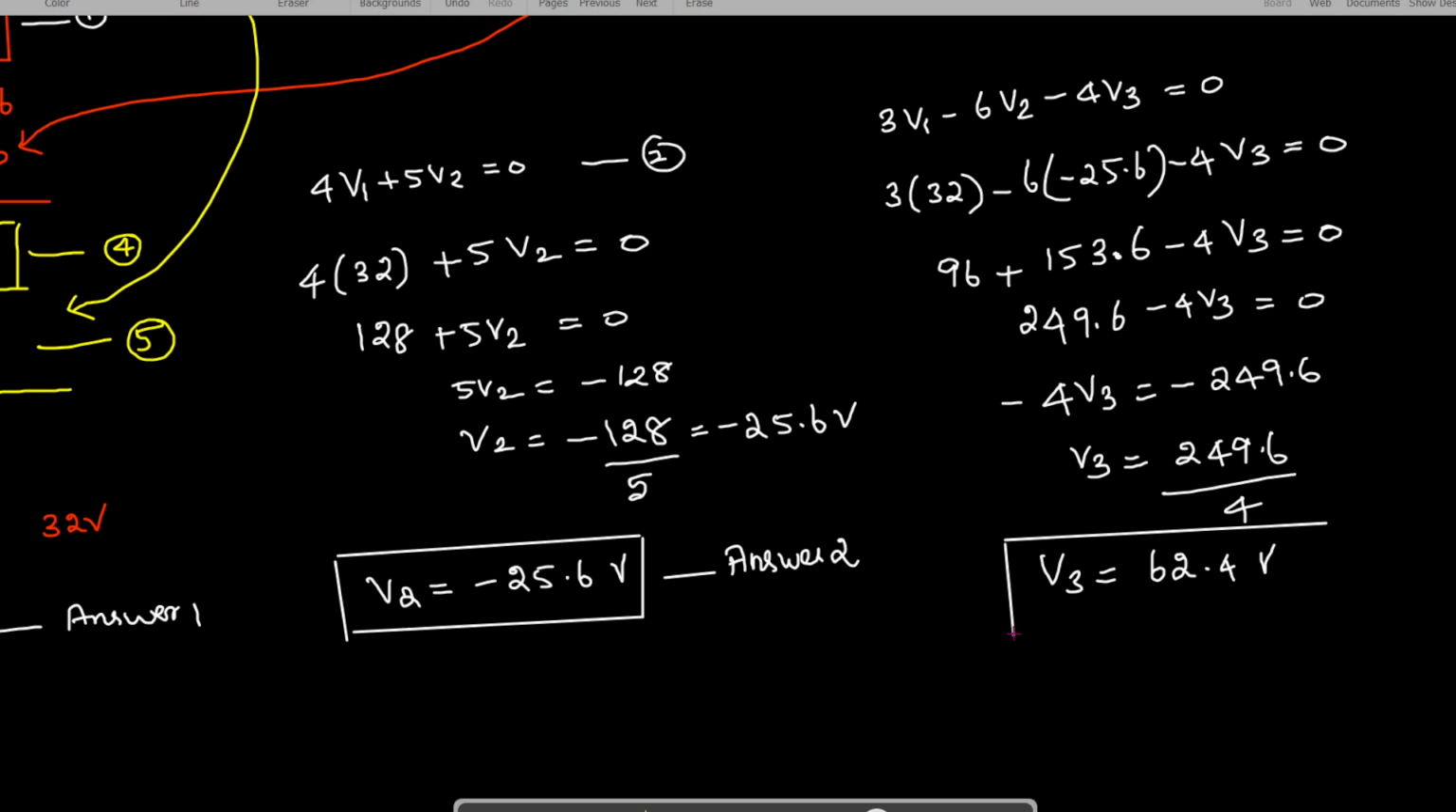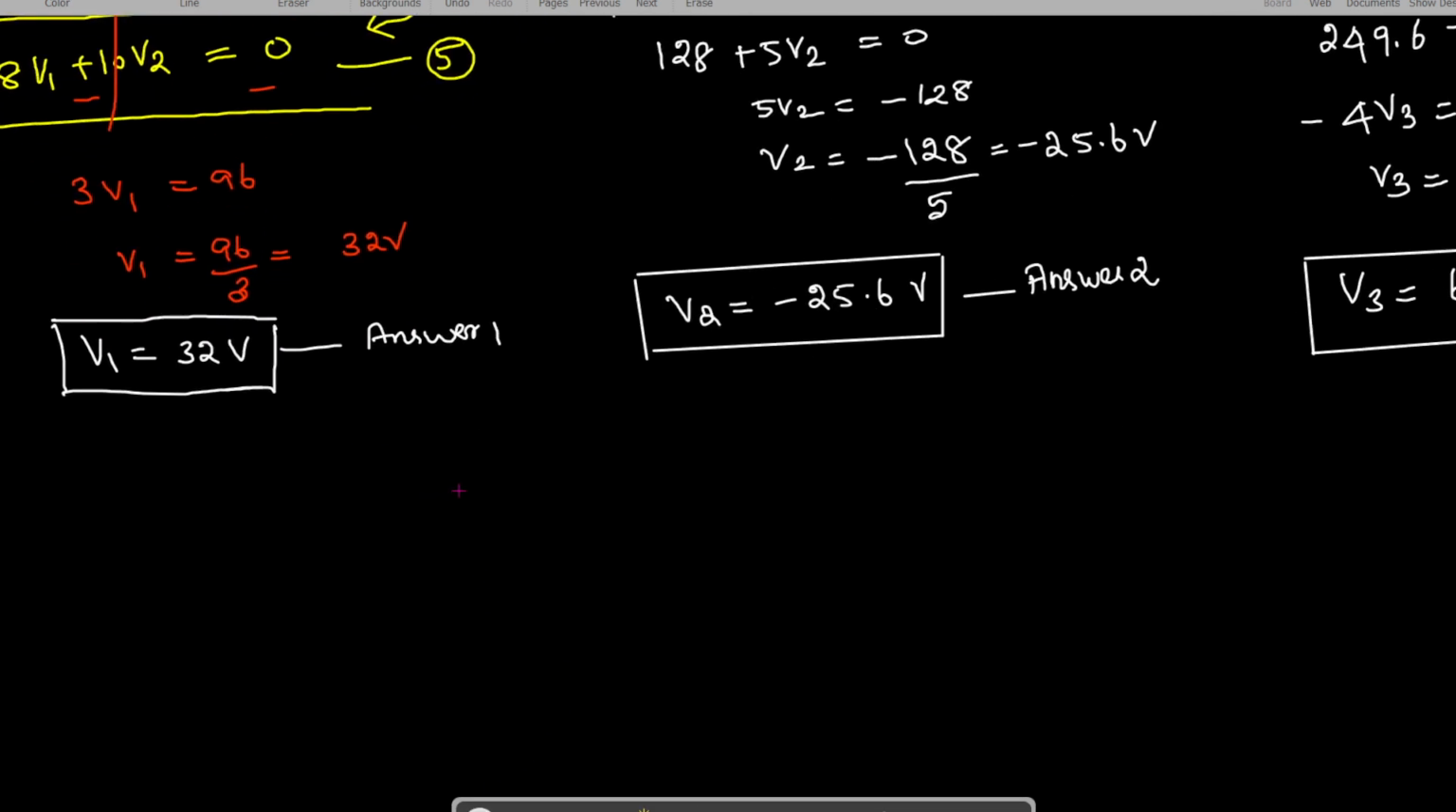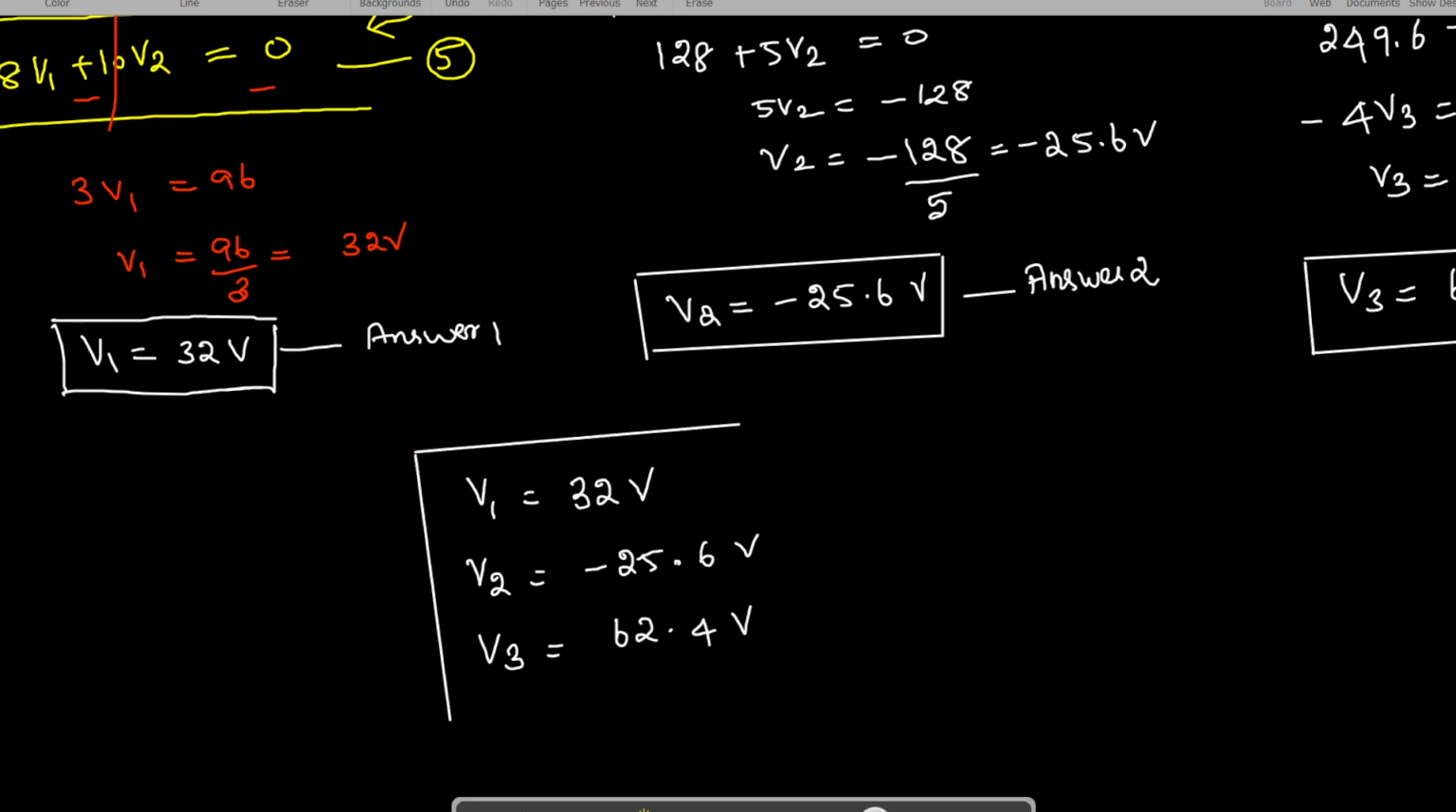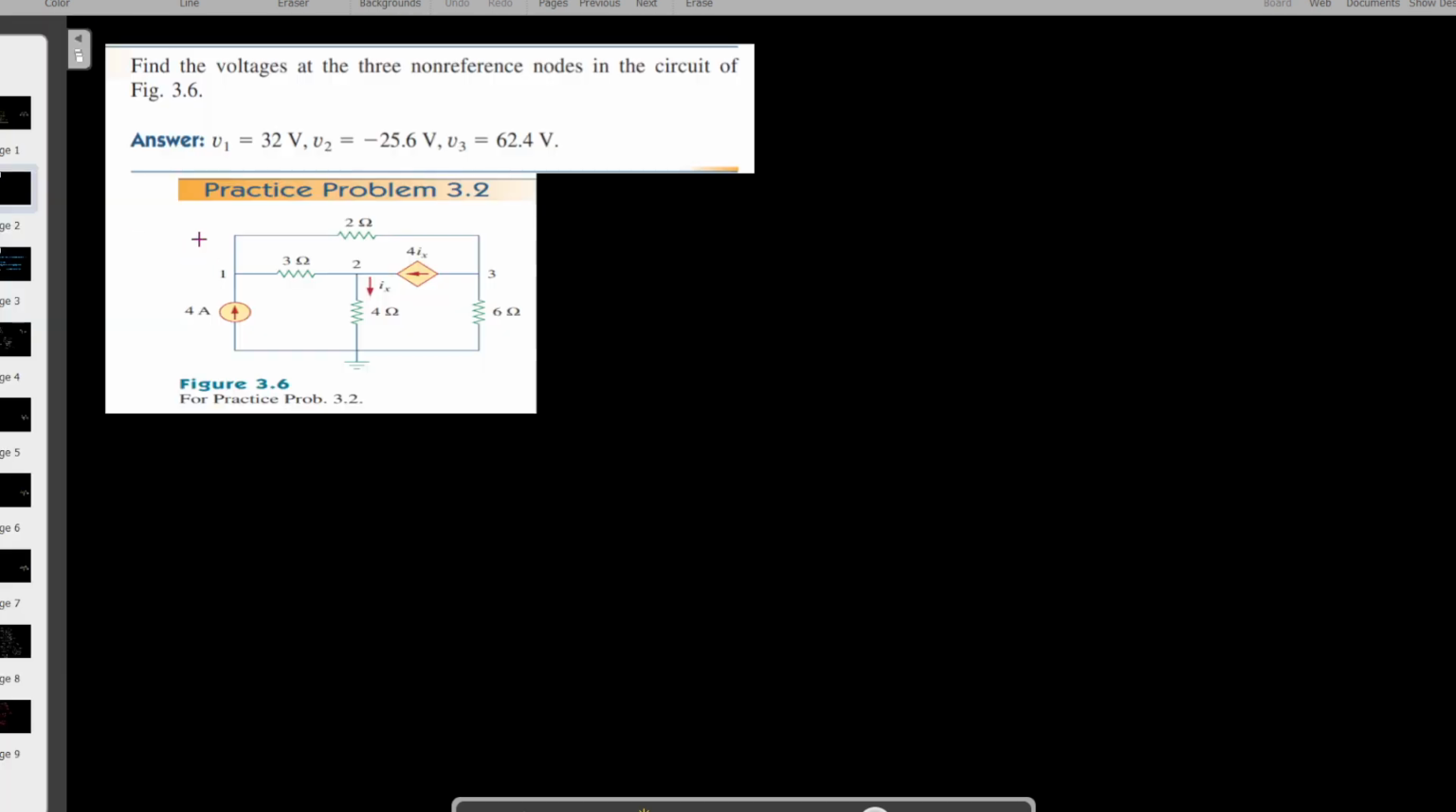Now we'll summarize the answers. V1 is equal to 32 volts. V2 is equal to minus 25.6 volts. And V3 is equal to 62.4 volts. So this is the answer we get. These are the nodal voltages. Now we'll verify the answer. It is given as V1 32, V2 minus 25.6, and V3 is 62.4. So we got the correct answers.